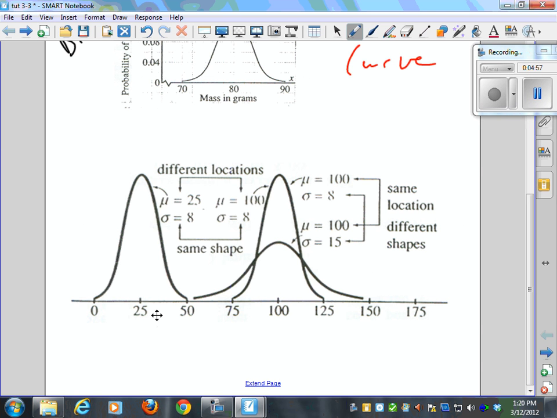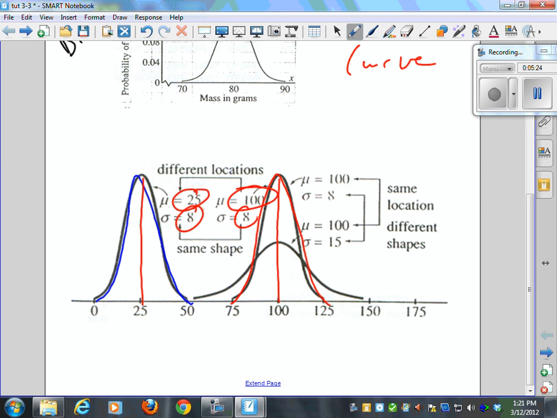So first of all, let's look at the two that have the same shape. I'll color this one blue and this one red. Would you say that the shape of those is the same? Yes, they are the same, but they are in a different location. Different locations, same shape. The mu values are different: the 25 is in the middle here, and here's the 100. But what about the standard deviation? It's the same, right? So the shape is determined by the standard deviation.